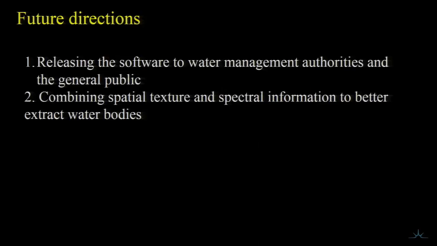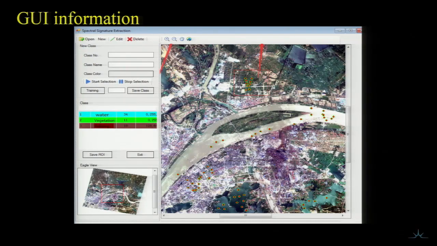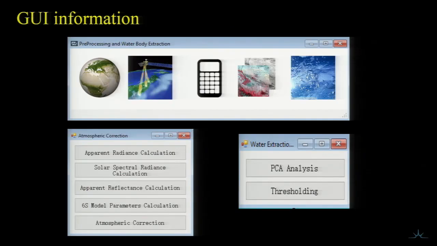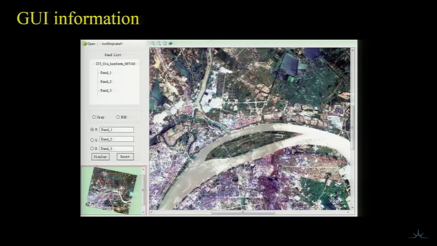I actually have a question. How quickly can this be run? Wow, that's a very good question. So this software is written in Python, and Python is not very fast. For this image, which is about 5,000 pixels by 4,000 pixels, it takes about 1 hour to get the water bodies.